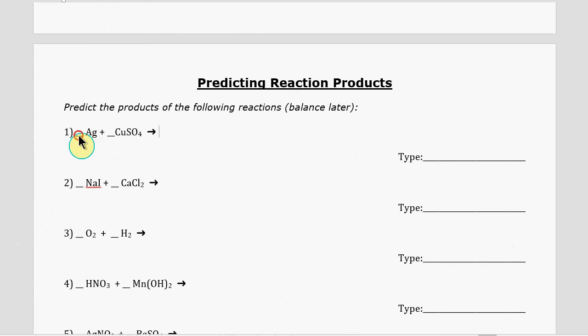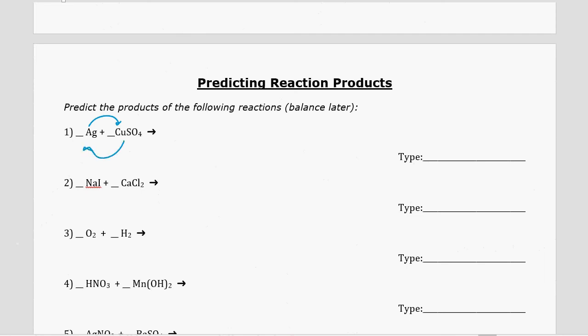But just by looking at this, think about what this is. You've got silver by itself, and you've got copper sulfate. So what you have is an element by itself and a compound. Well, that's a single replacement reaction. And in a single replacement reaction, the lone metal, it's usually a metal, it could be hydrogen, is going to replace copper, and the copper is going to go off by itself.